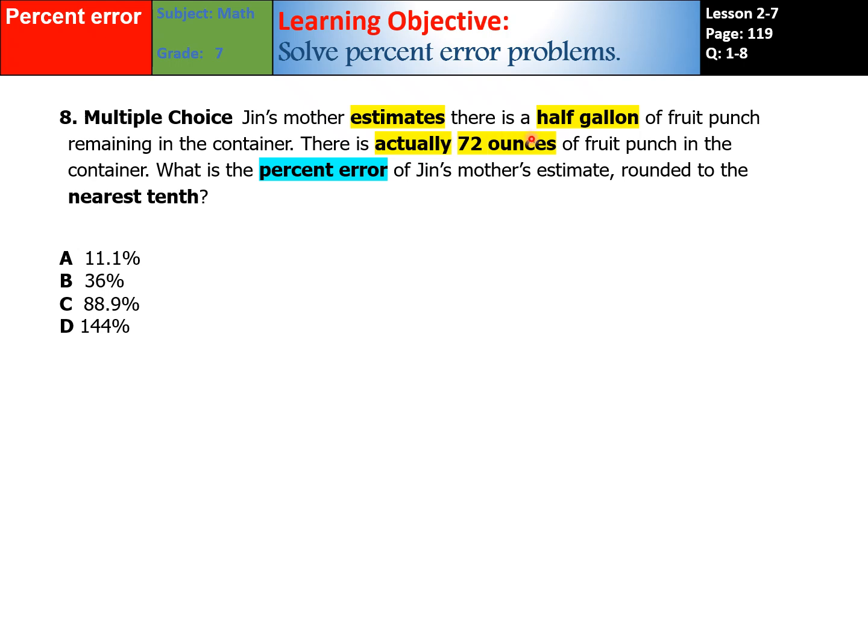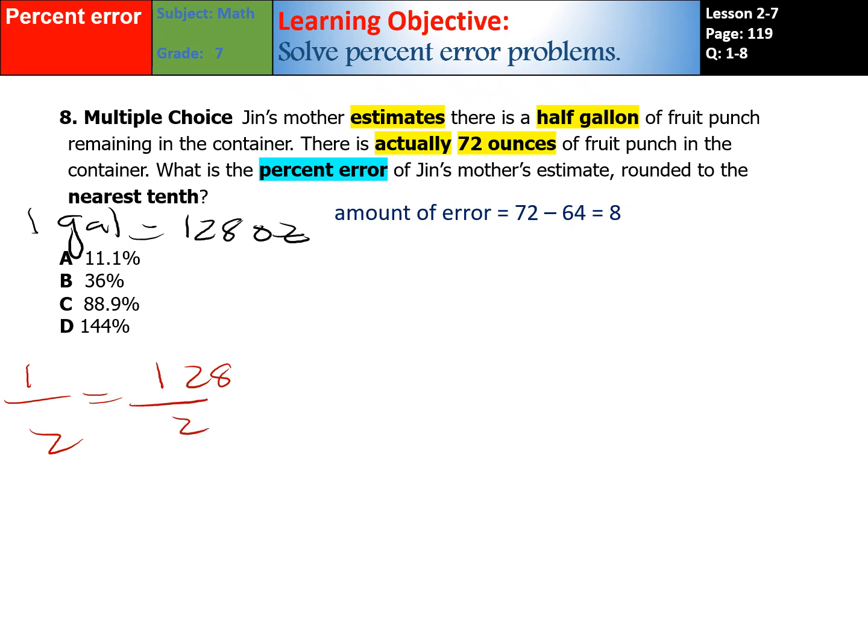Jin's mother estimates that there is a half gallon of fruit punch remaining in the container, but there is actually only 72 ounces. Now see here, gallon and ounces are given. So what should we know? That we should know how many ounces are there in 1 gallon. So 1 gallon equals 128 ounces. So how much will be there in half gallon? Half gallon means 128 divided by 2, that is 64. So half gallon has 64 ounces.